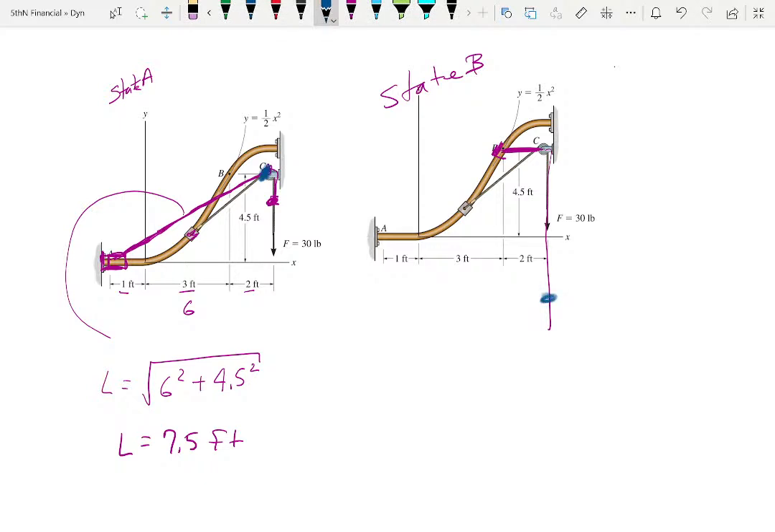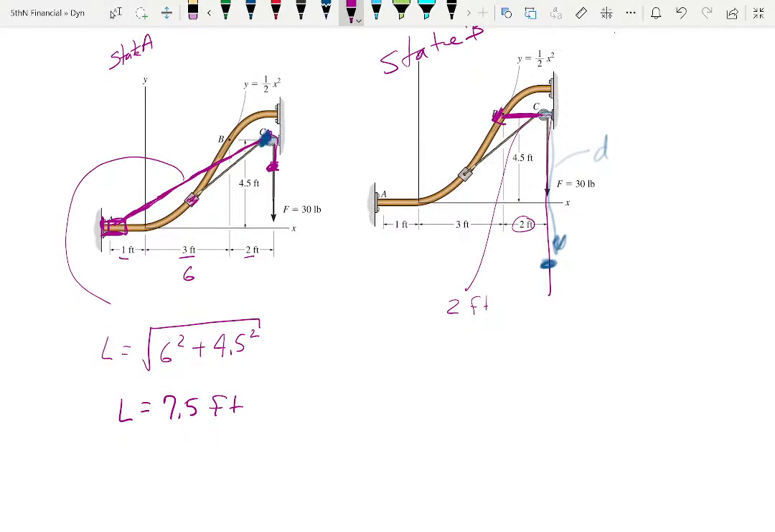So how far did it go? Because it was sitting right here, and it ended up right here. What's the distance the piece of tape went? Well, I know from here to here is 2 foot. So I contend that looking at these together, the piece of tape moved down 7.5 minus 2, or 5.5 feet, to get down to there. Does that make sense? Does that seem reasonable?